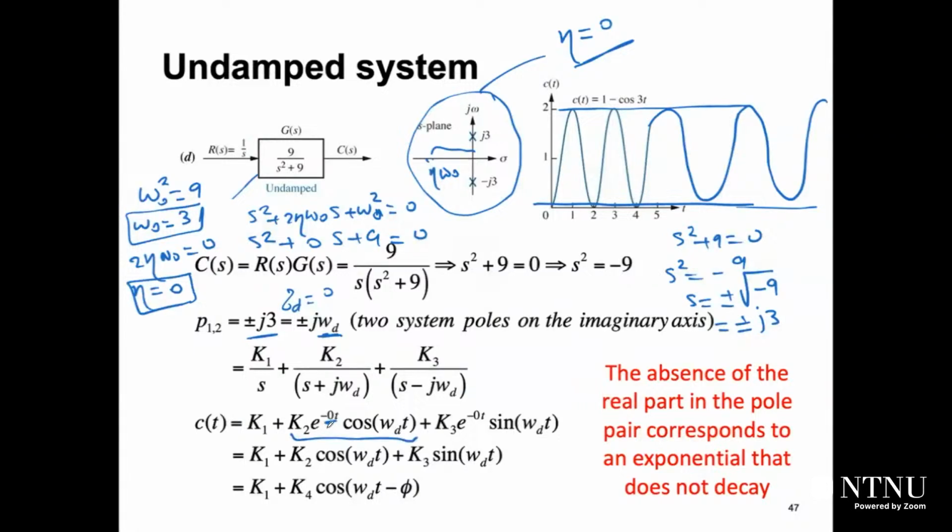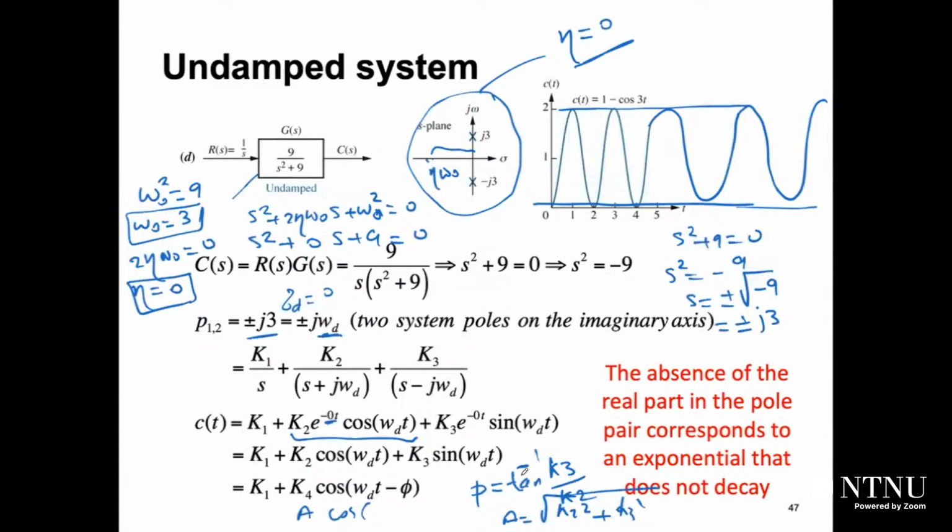So it will be K2 exponential minus 0t multiplied by cosine omega dt plus K3 exponential minus 0t multiplied by sine omega dt, right? If you want to make it compact, you can write it as, for example, A cosine omega dt minus phi, where phi equals tan inverse of K3 divided by K2, right? And of course, A will be the square root of K2 squared plus K3 squared. So these are formulas which you need to memorize.